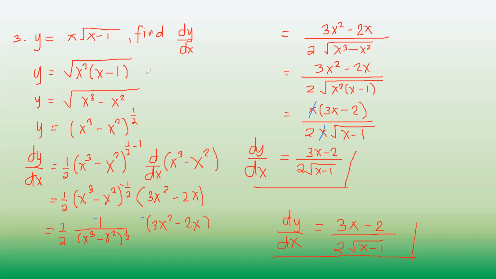Tayo sa last example. Okay, erase natin muna lahat. So we have number 4. Say y is equal to, gawin natin square root, square root of say 1 minus x all over 1 plus x. And we're going to find y prime or dy over dx.